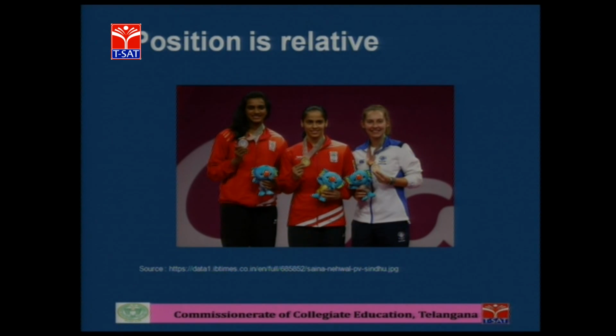When you observe, for the silver medalist, Saina Nehwal is on the left hand side. For the bronze medalist, Saina Nehwal is standing exactly to the left. So the gold medalist has relative positions with respect to both of them. Both are correct with respect to where they are standing, but how we observe as an observer is different. So position is also relative.